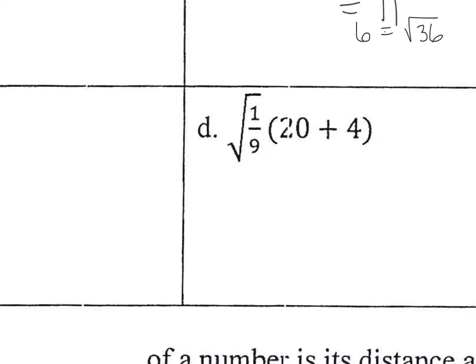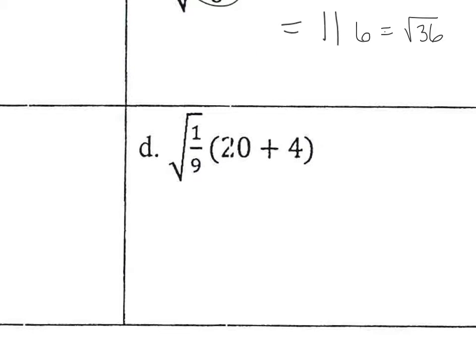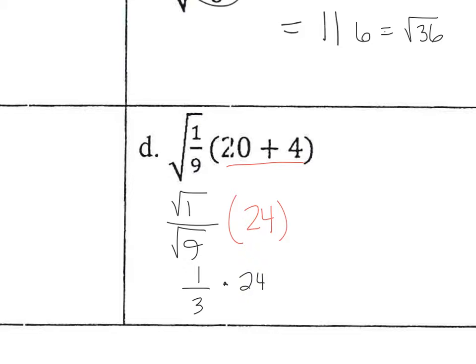And then letter D, you've got a square root with a fraction. So I'm going to do the square root of 1 over the square root of 9 times 20 plus 4, which is 24. So the square root of 1 is 1, the square root of 9 is 3, 1/3 times 24 is the same thing as 24 divided by 3. So that's 8.